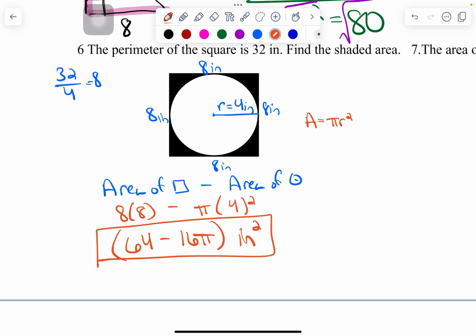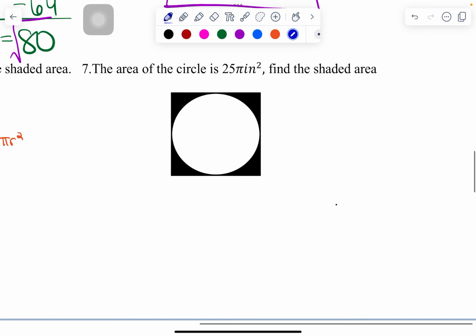Now, unless I tell you otherwise, I'm going to be looking for what I call exact answers. So as weird as it is to say 64 minus 16 pi, that's what I want you to leave the answer as, okay? All right, and then last but not least, problem number 7.